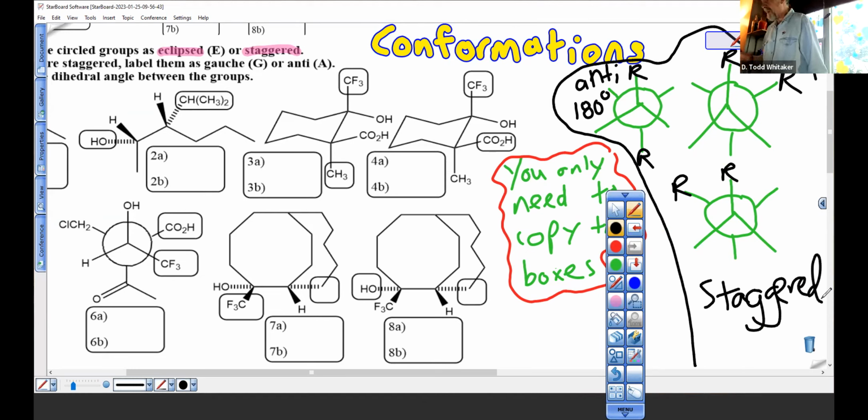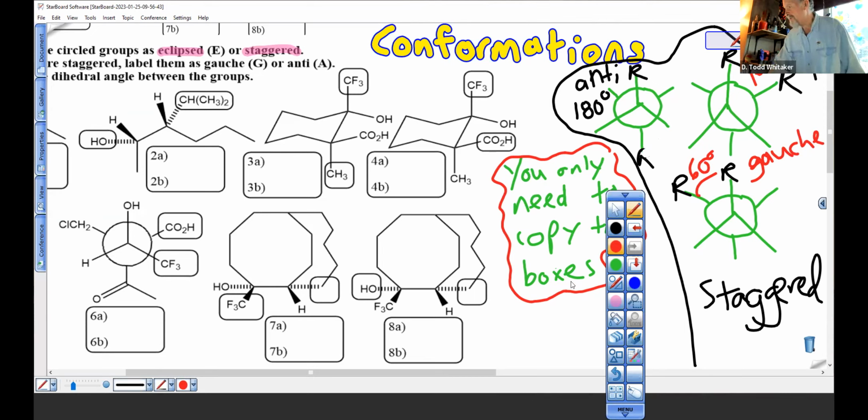And the ones where the angle is 60 degrees. I'm not even going to say 60 and negative 60. They're 60 degrees, period. That's called gauche. So why are they both staggered? Because the groups going front to back are evenly spaced. Front carbon, back carbon, front carbon, back carbon, front carbon, back carbon.